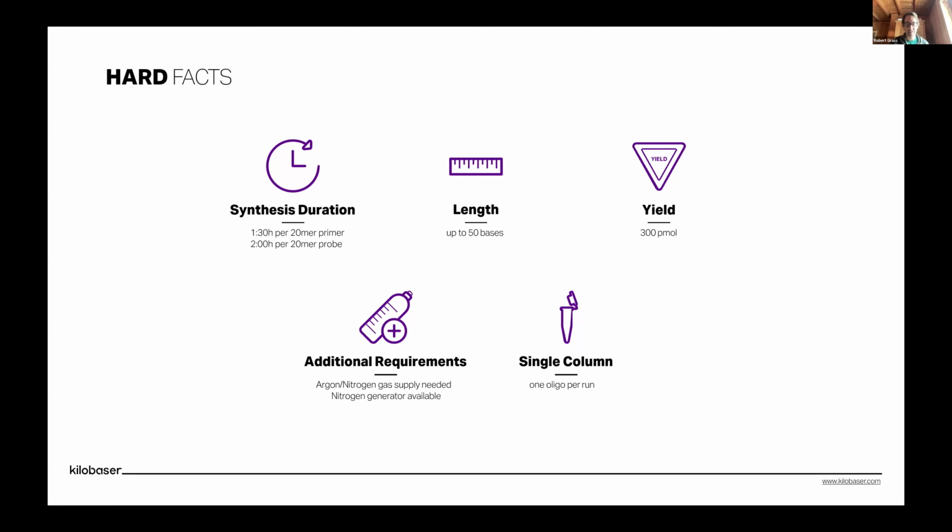So a quick overview of the Kilobaser properties: it's a single column device, so you have 1 oligo per run, and 1 run takes roughly 1.5 hours to achieve the final product. After 1.5 hours, you get a 20-mer primer, or after 2 hours, you could get a 20-mer TaqMan probe, labeled on both ends. Length is recommended only up to 50 bases, because after this, you would need to employ purification techniques, which are not embedded into the device.